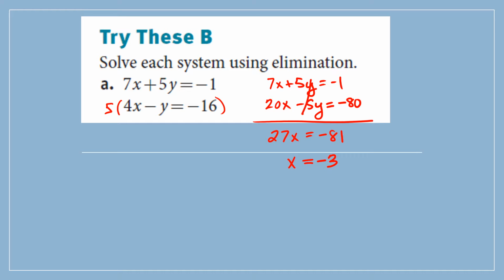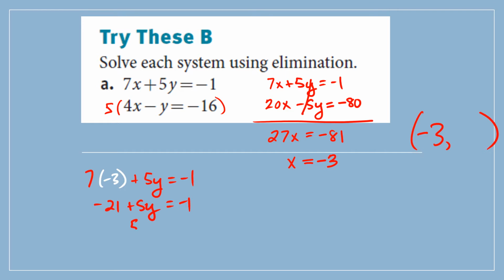So if I get negative 3 for my x, I've got the first part of my answer. Make sure I keep my x and y coordinates straight. Then I got to go back to one of the originals. I guess I'll just use the first one, and I'll plug in negative 3 for x, and then figure out what y must be. So negative 21 plus 5y equals negative 1. So 5y, if I add 21 to both sides, equals 20. And so y equals 4. So negative 3, 4. If I plug it into both equations, it'll make it true.